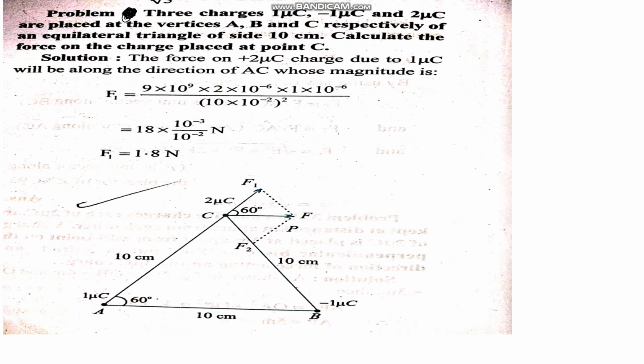Now let's see some numericals related to Coulomb's law. Question number 1. Three charges 1 microcoulomb, minus 1 microcoulomb and 2 microcoulomb are placed at the vertices A, B and C respectively of an equilateral triangle, meaning all sides are equal, of side 10 centimeter. Calculate the force on the charge placed at point C.